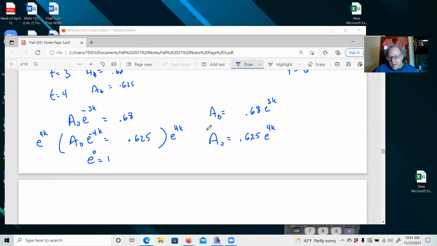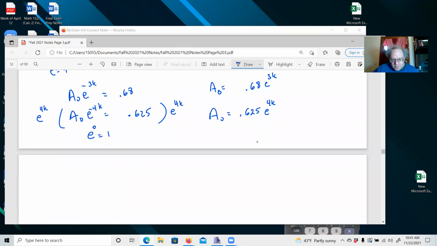So we just multiply by e to the 3k in order to eliminate. Now I've got a sub 0s on both sides. So we are now set to be able to put these on each side. So we're going to say 0.625 e to the 4k is equal to 0.68 e to the 3k.